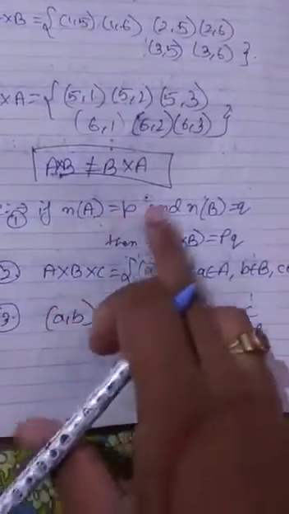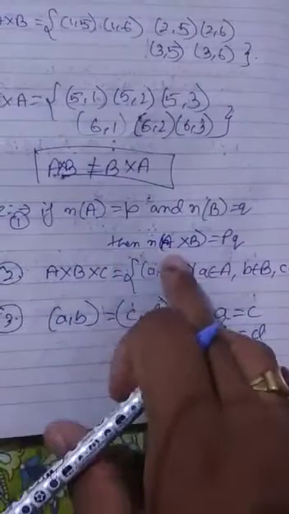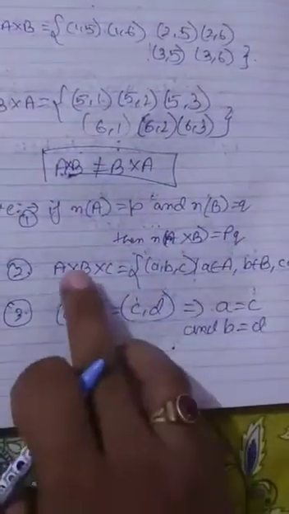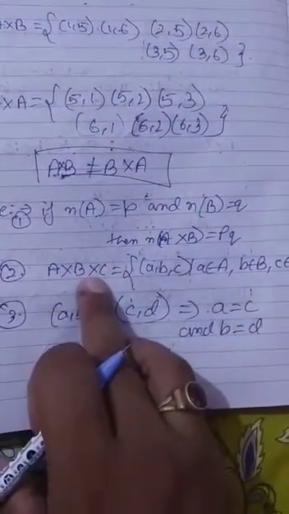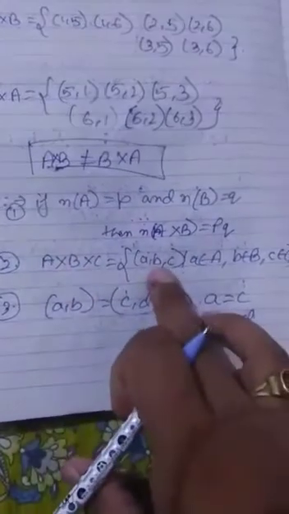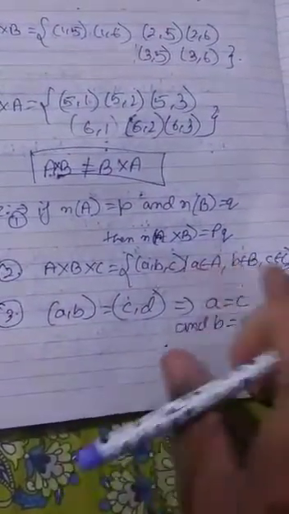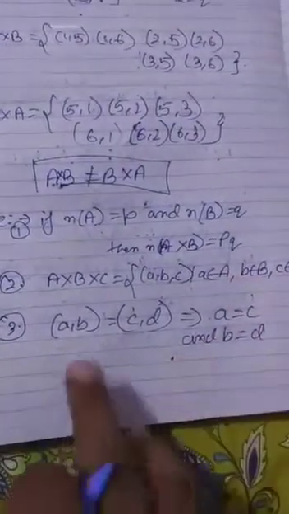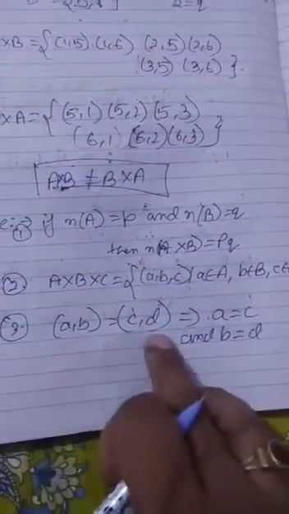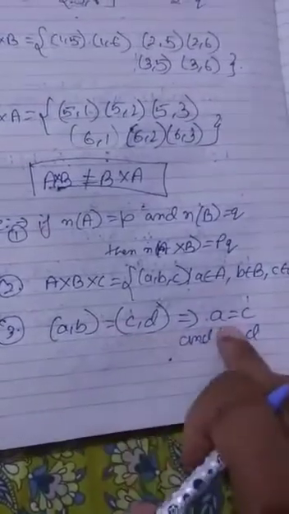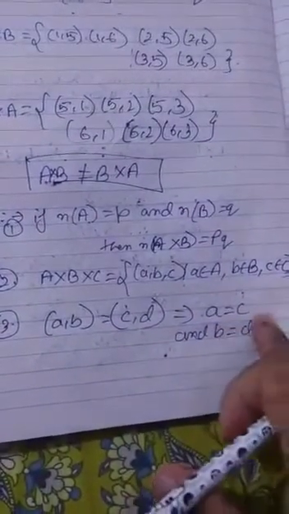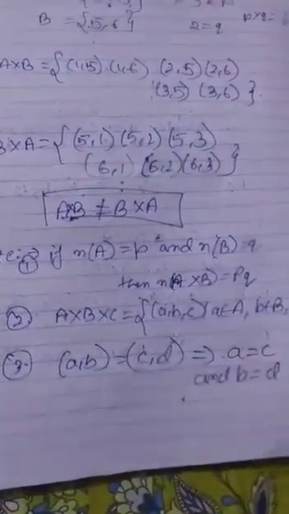n(A) is equal to p and n(B) is equal to q, therefore the number of elements in A cross B will be pq. For A cross B cross C, if a triplet is there, then a belongs to A, b belongs to B, and c belongs to C. And if the ordered pair (a, b) is equal to (c, d), then it will give you a equal to c and b equal to d. Okay, now let's see exercise 2.1, question number first.